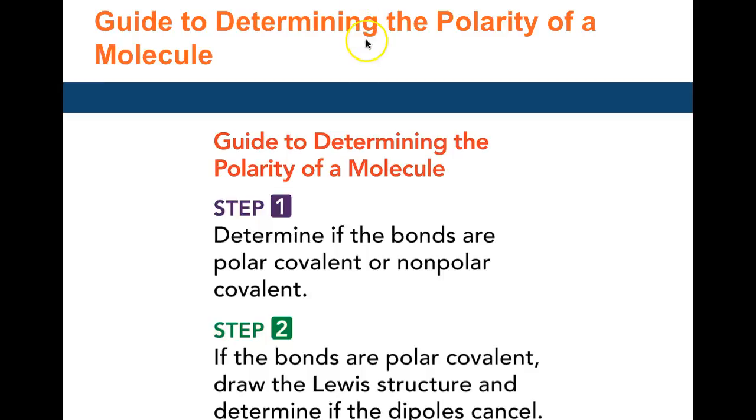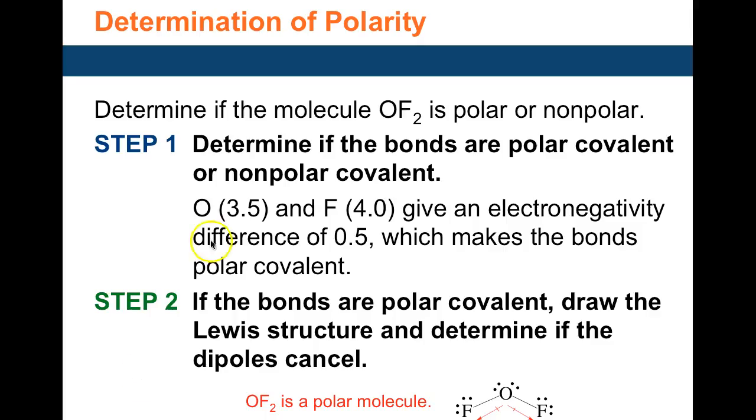How do you determine the polarity of a molecule? First, it starts with drawing the Lewis structure. Once you draw the Lewis structure, then determine the shape of the molecule and then see if the dipoles are canceling each other out due to that shape and structure, or they're not. Okay, so OF2.